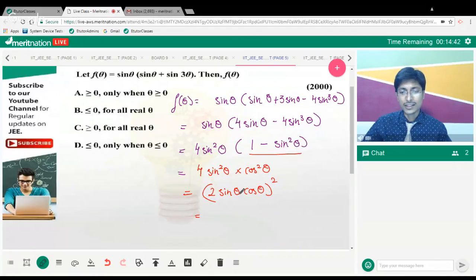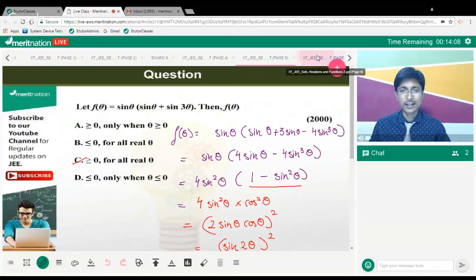And 2 sine theta cos theta is sine 2 theta. So sine 2 theta whole square. And we know that this has to be greater than or equal to 0 for all the numbers on the number line. So we end up getting option C. It's greater than or equal to 0 for all real theta.